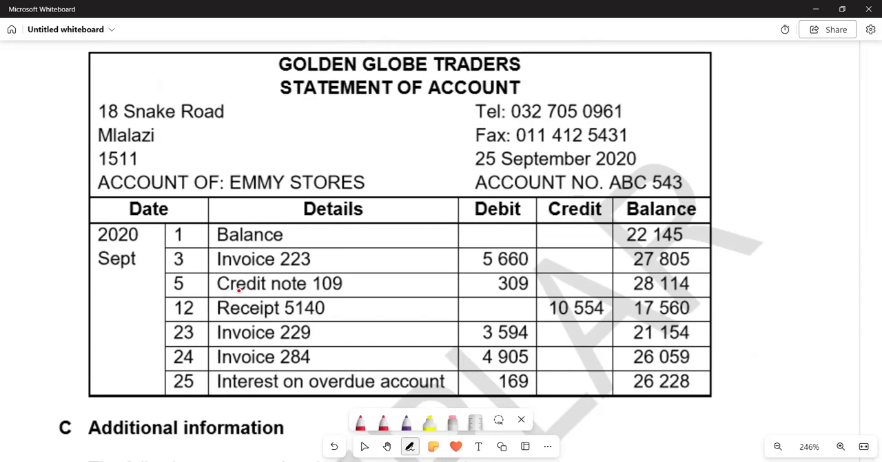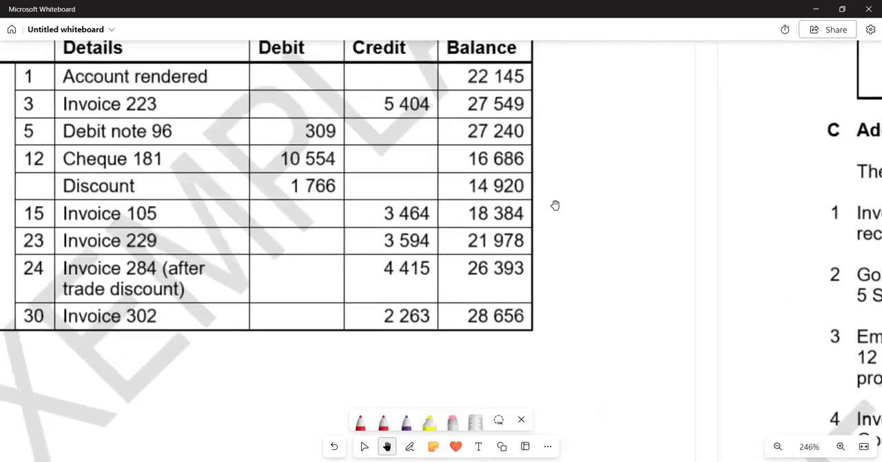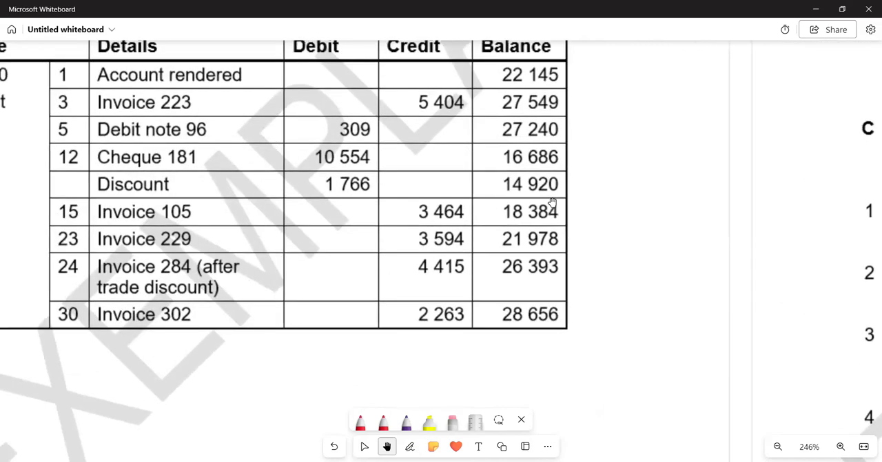So we are seeing that we have got a balance of 26,228 as a closing balance here in the statement of account. But if you go to the ledger, you see that the balance that you are given there as the closing balance is 28,756. So you see that these two balances are different.